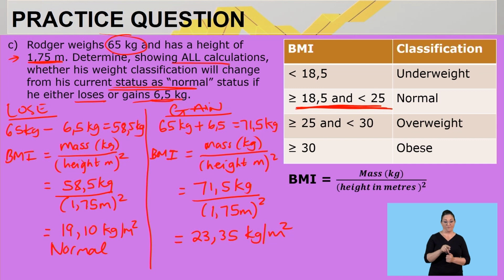So guys, looking at this, where will I find 23.35? Let me just double check my answer. So it's 71.5 divided by 1.75 squared. Indeed, that will give us 23.35 rounded off to 2 decimal places. So that is still within the range, making that still normal weight. Guys, in this case, we'll see it did not change a bit. Are we clear on that one?